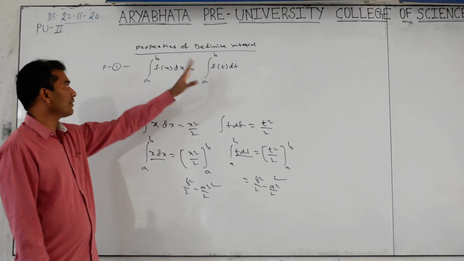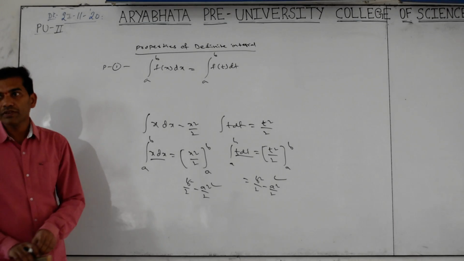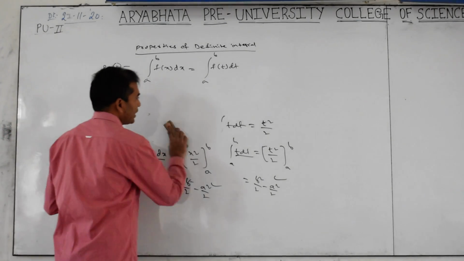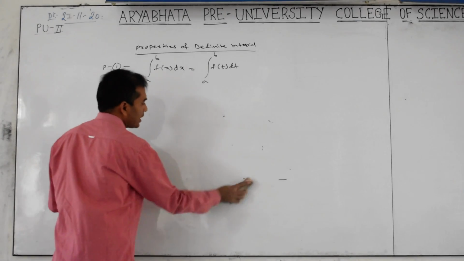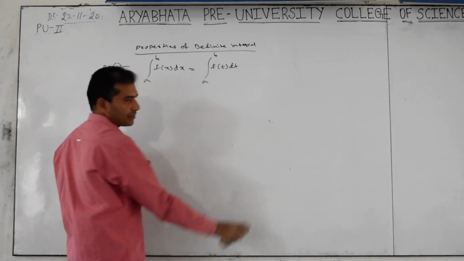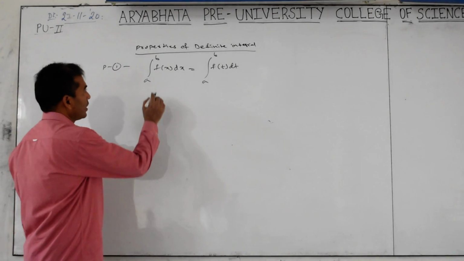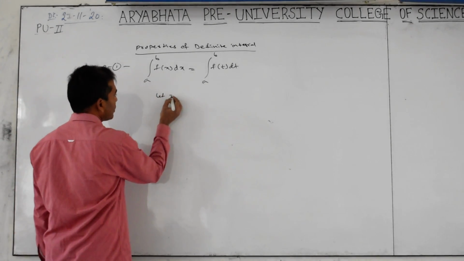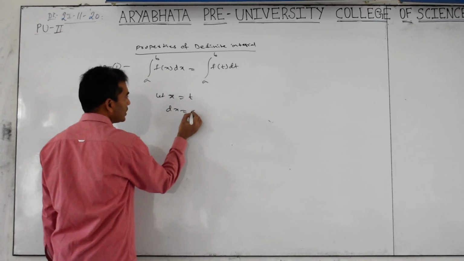Just put x is equal to t, finish, substitution method. So this is the first property. Are you following? What is the first property? Integration of a to b f of x dx equals integration of a to b f of t dt. Got the point? Understood? Let x is equal to t, then dx is equal to dt.